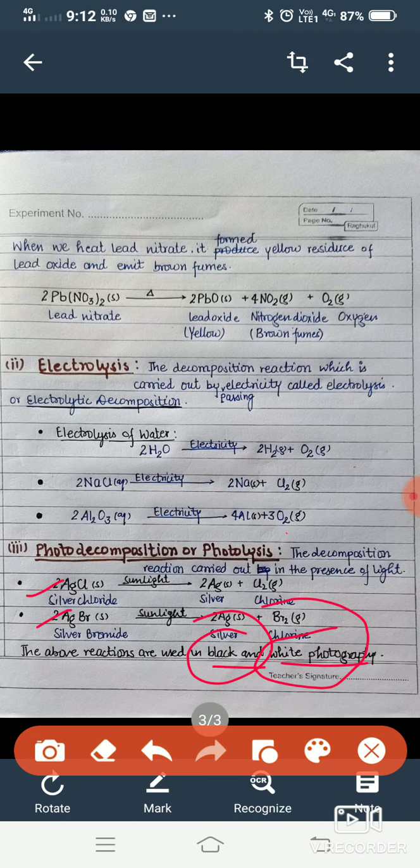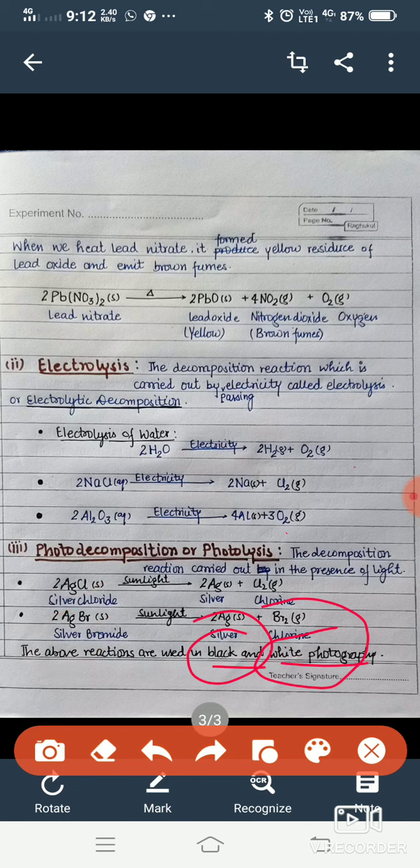And the cricketers wearing sunglasses, the surface of the sunglasses is also coated with silver chloride or silver bromide. When light falls on the glasses, it decomposes and the eye is protected from direct sunlight, and the ball is watched clearly. So this reaction is used in black and white photography.